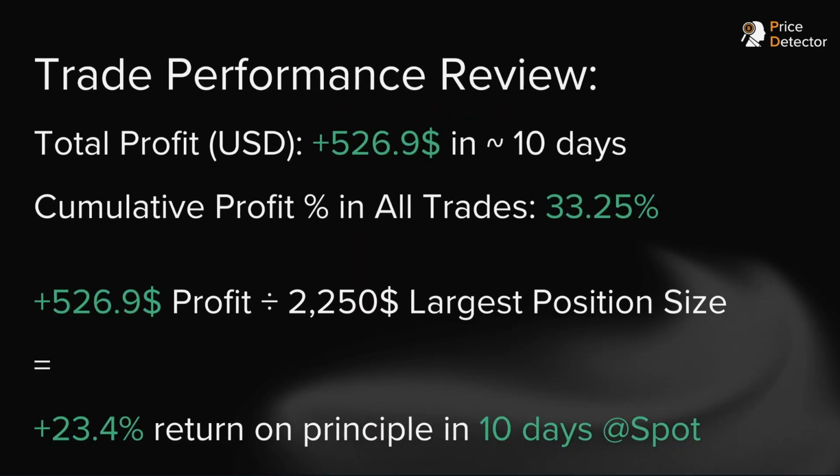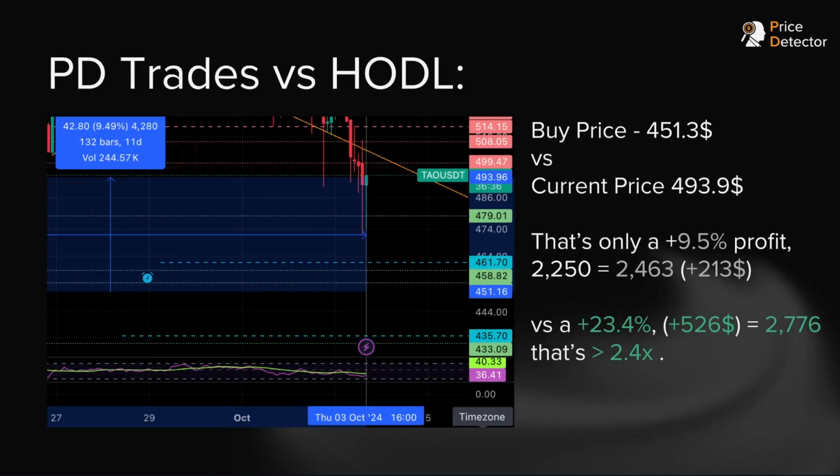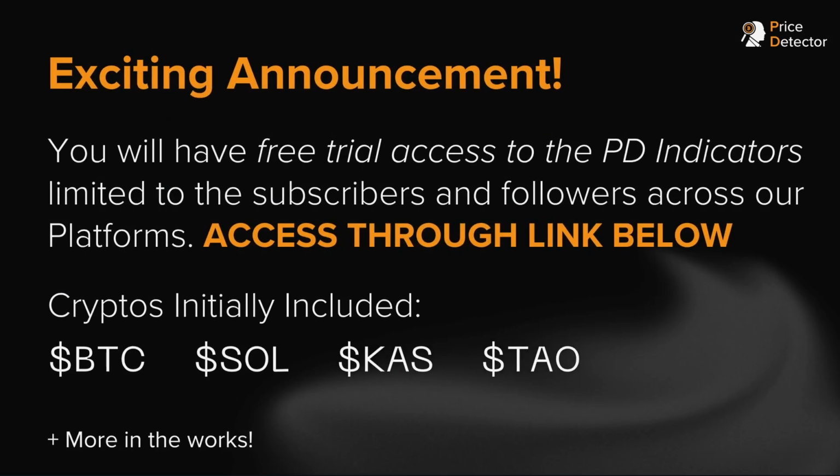So that was a summary of a total profit of around $500 just in 10 days, and that was with a very relatively small principal size of around $2,000. That's 23% return on investment in just 10 days at spot. That's how easy it is to trade using our PD levels, and that's how we give you the actual true support and resistance lines that are institutional grade for you on a silver platter, and you'll access these for free for a limited period of time in the link in the description below.